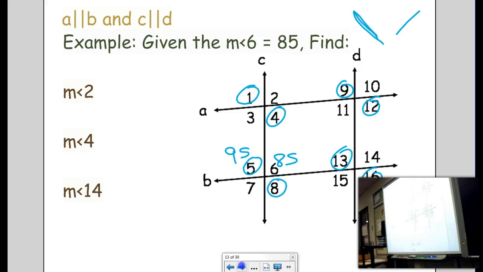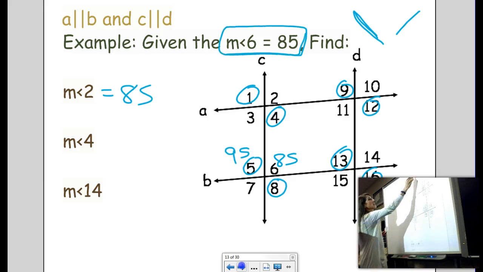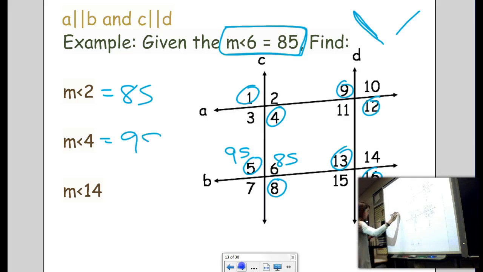It's that easy. Kenny, what's the measure of angle 2? 85. Boom. It's not circled. If it's not circled, it's 85. If it's circled, it's 95. It's that easy. Angie, angle 4. Is it 95 and 85? Yes, because we knew this one, and we know that linear pairs add up to 180. Raquel, what is the measure of angle 4? 95. Alex R., what's the measure of angle 14? 85. Everything circled is 95. Everything not circled is 85.